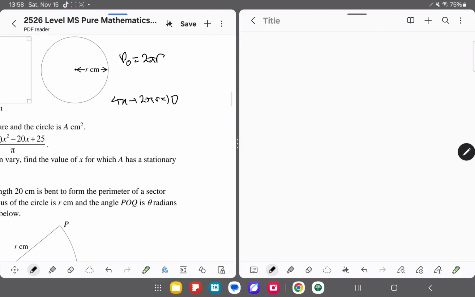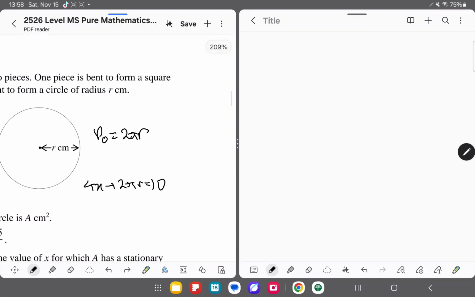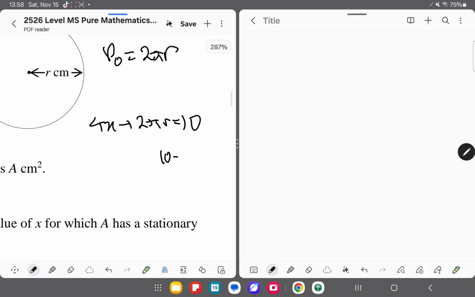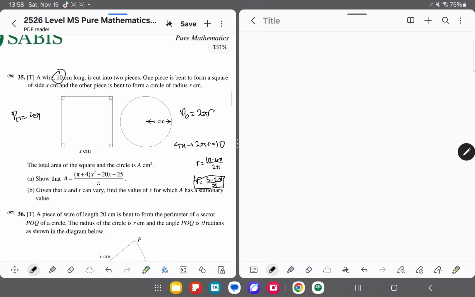Now they want us to prove the following over here. If everything is in x, that means we want to find the value of r in terms of x, so that everything can be x. First, let's isolate r. So 10 minus 4x over 2 pi is equal to r. Then we simplify to get 5 minus 2x over pi. Actually, no, this is the best possible simplification.